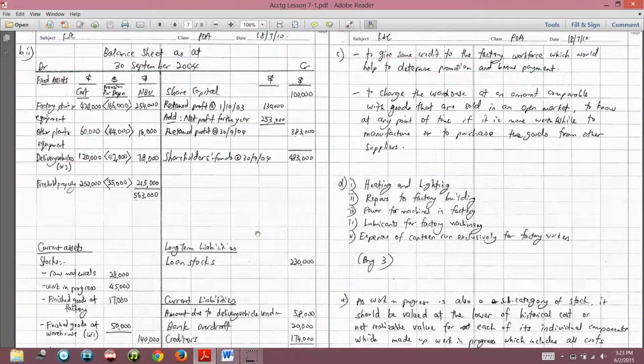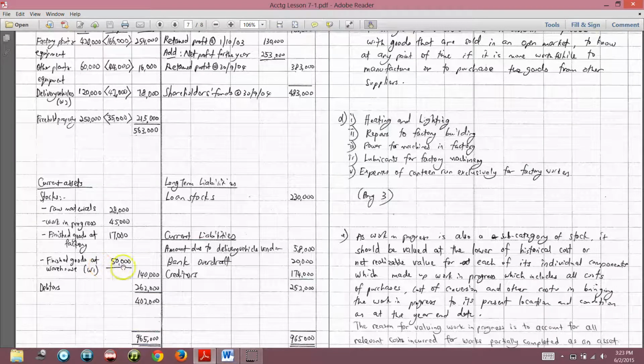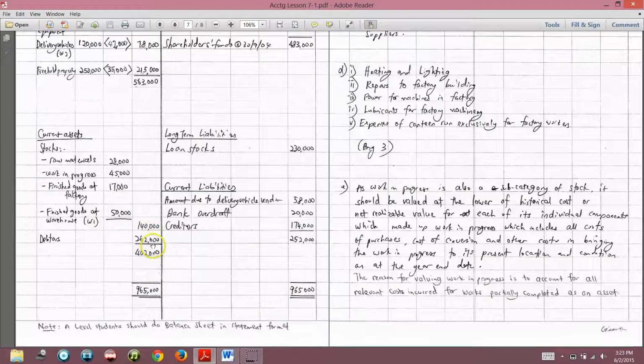And in the balance sheet it is also the same thing. The finished goods at the warehouse is 50,000. So that's how I get all the figures of the current assets already.